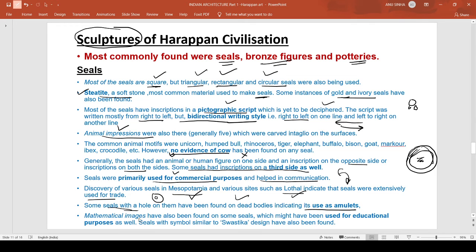Now, mathematical images have also been found on some seals, which might have been used for educational purposes as well. Seals with a symbol similar to the swastik design have also been discovered. So here we get to know that seals were basically used for two purposes, we imagine. One is for trade and the other can be for educational purposes, because we have found some mathematical images on some seals. Okay, even a seal with a swastik design has also been found.